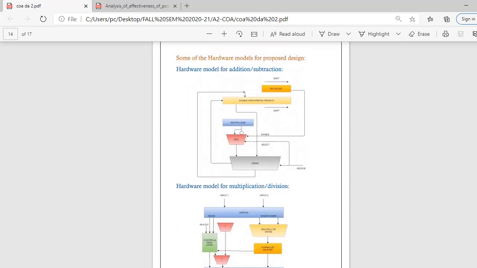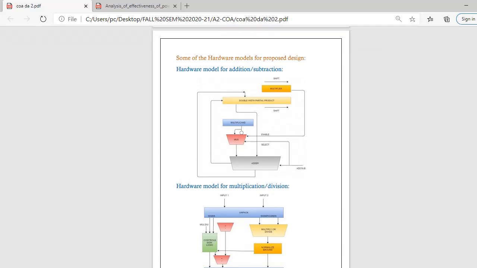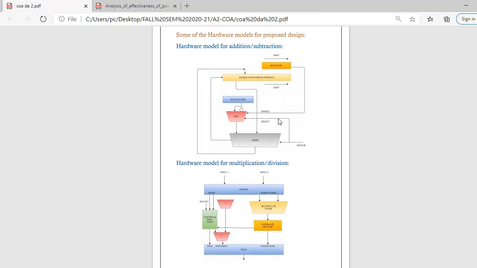These are some of the hardware models for my proposed design. This is a hardware model for addition or subtraction, and also for multiplication and division. These hardware models are used in my proposed floating point architecture, which makes it easier to consume less power.